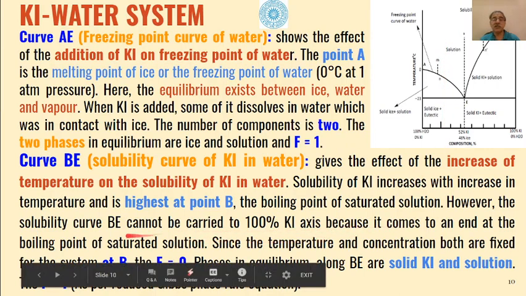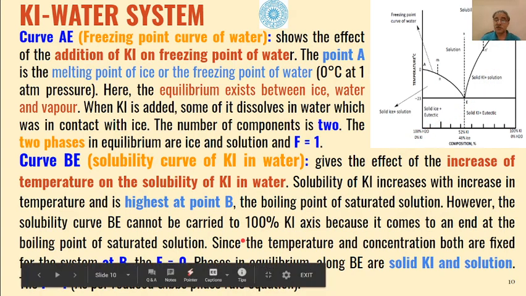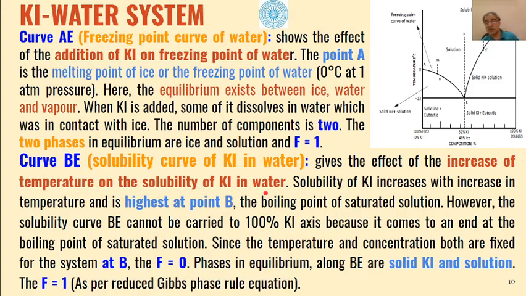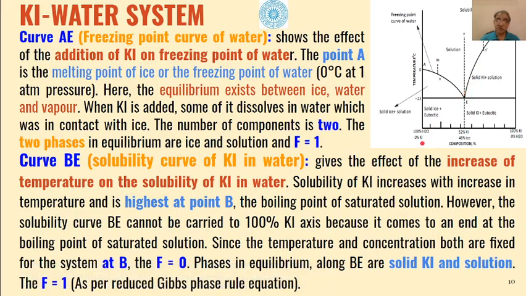And as I have told you, BE cannot be carried to 100% because we don't extrapolate it up to the boiling point of the potassium iodide. The melting point of the potassium iodide is very high. And here, because temperature and concentration both are fixed at point B, the system will be invariant. The degree of freedom will be 0. Whereas along the curve BE, the degree of freedom will be 1.